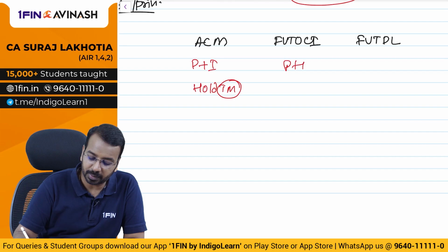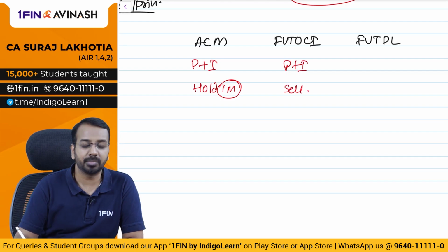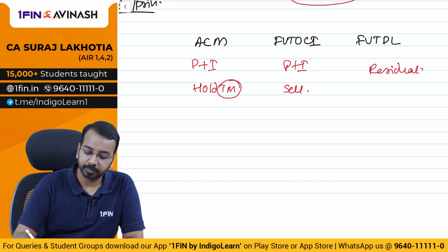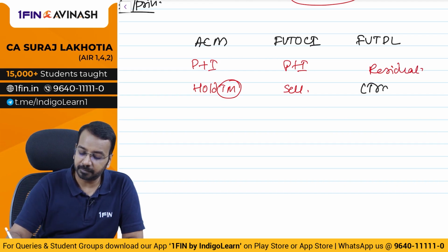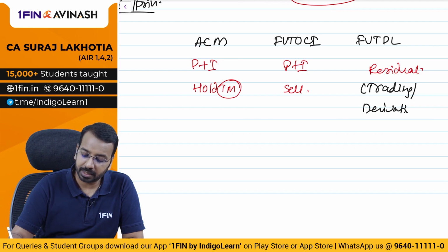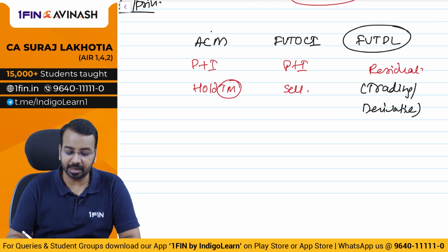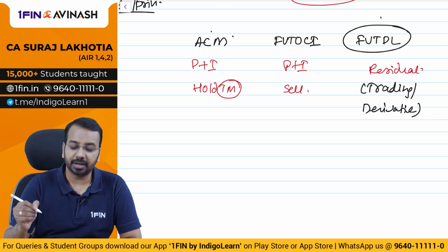Here also you get principal plus interest, but you can sell, meaning the intention is there to sell. This is the residual category. If something is for trading or if something is a derivative, it will always come under FVTPL. So can I have equity under amortized cost? No. Equity will be under FVTPL.